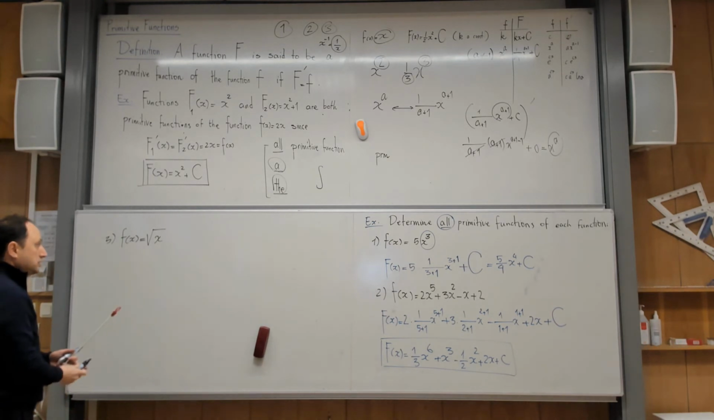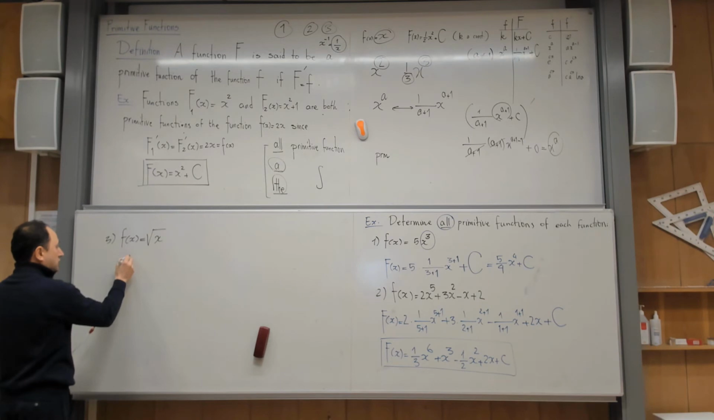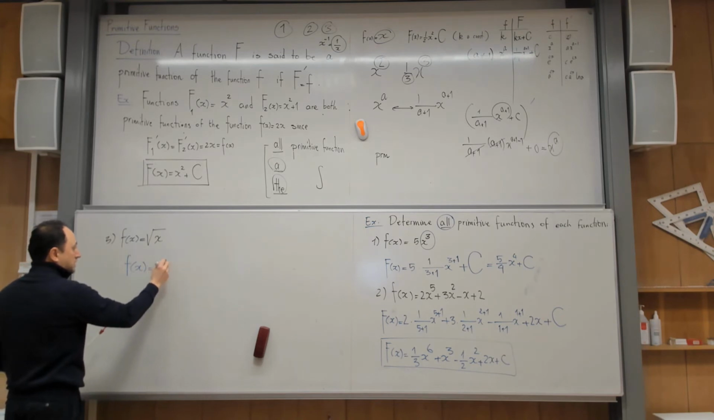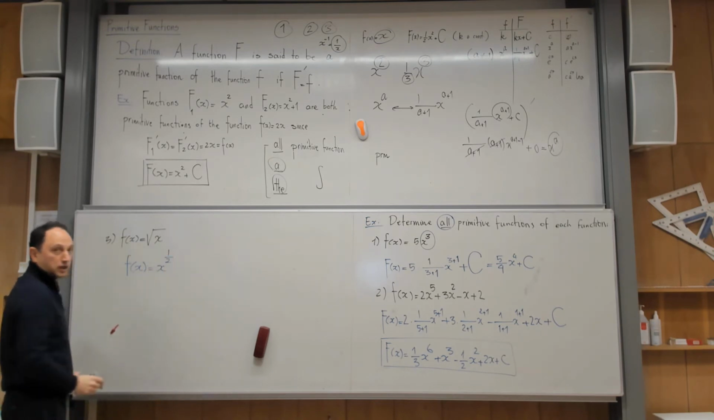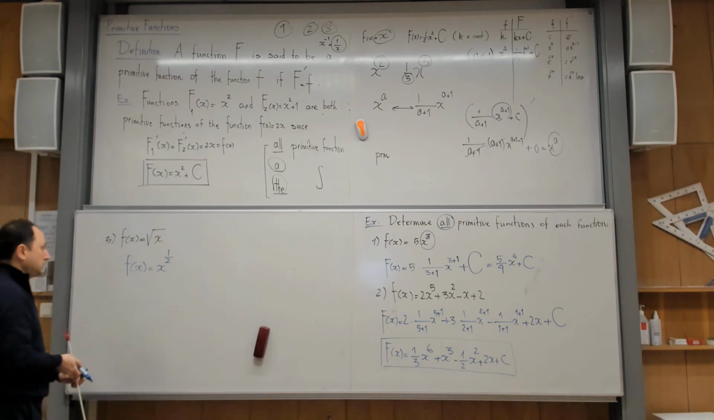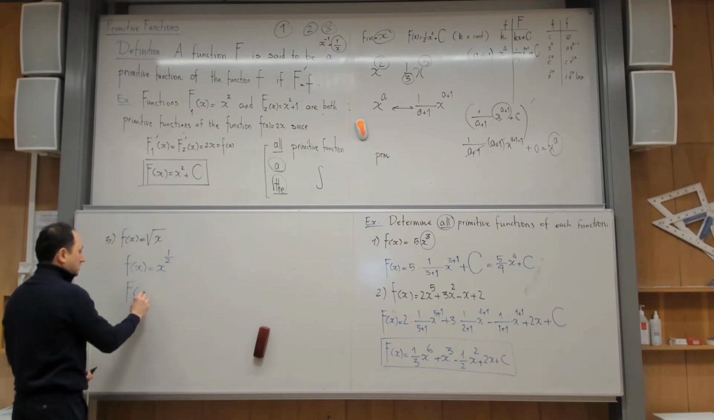What I write in blue is part of the solution. Yes? First, I do not start with capital F. I just change the form by writing it as 1 times x to the power of 1/2. Yes? And then you immediately see that I have this formula in my table, but 1/2 is playing the role of that a. So now if you want, you can start the process of the primitive function.